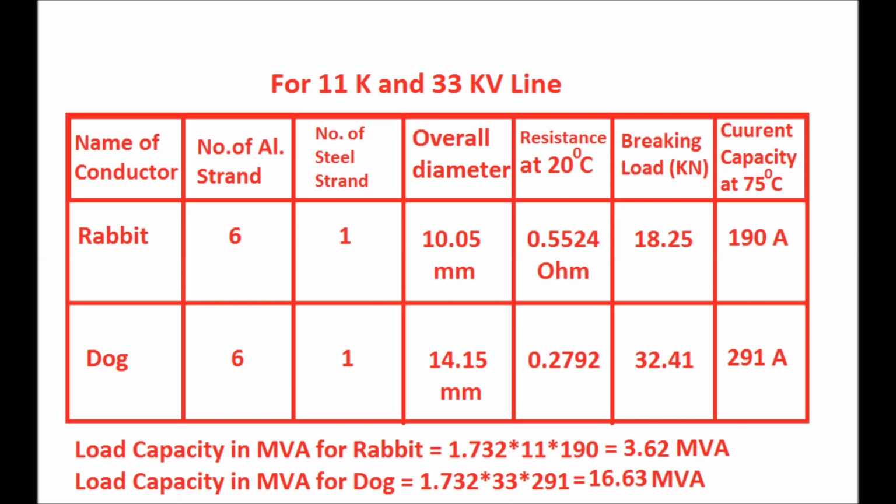So you can see both rabbit and dog conductors have the same number of strands, but since the diameter changes for both conductors, the resistance at 20 degree centigrade for the dog conductor is less compared to rabbit. You can say the resistance of the dog conductor is almost half that of rabbit, and the current carrying capacity for the dog conductor is almost 50% more. And the breaking load, that is the tensile strength withstand capability, for the dog conductor is more compared to the rabbit conductor.